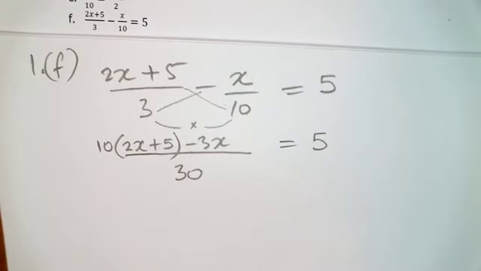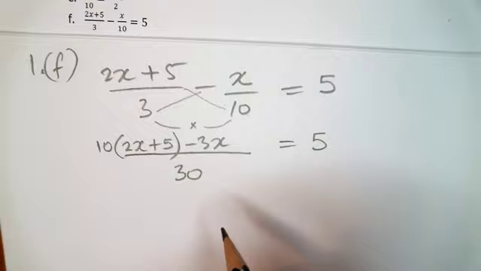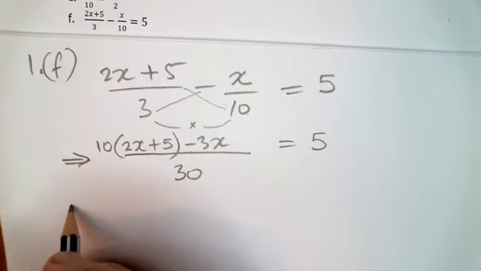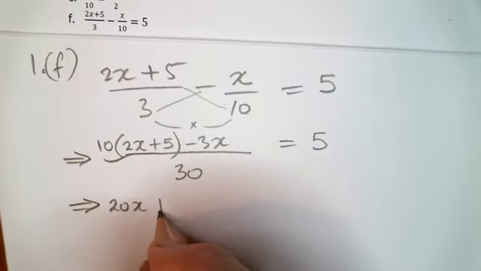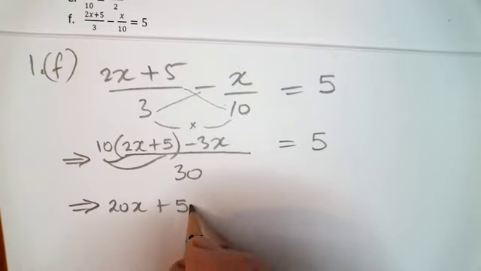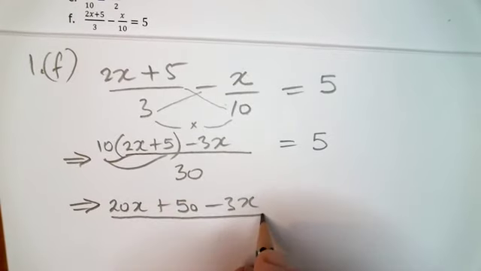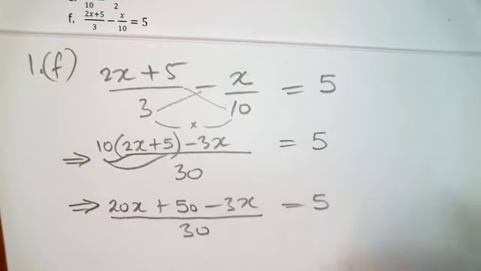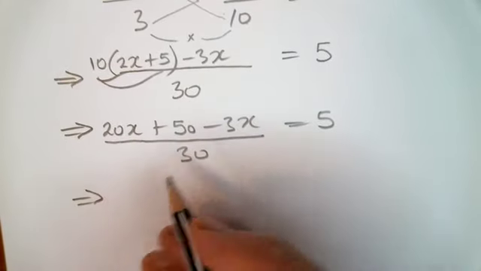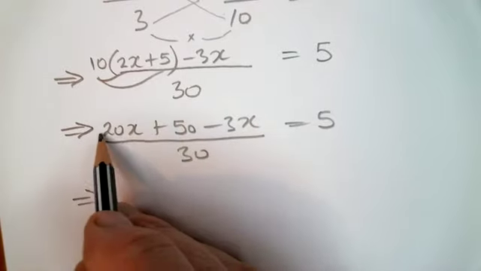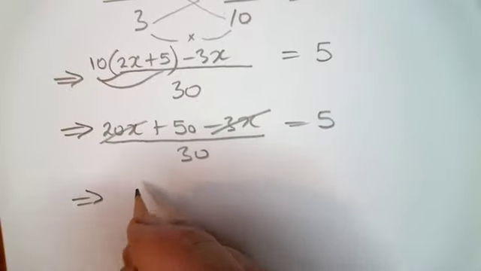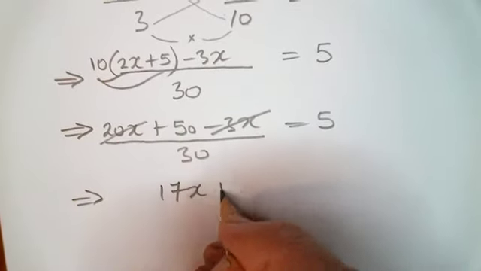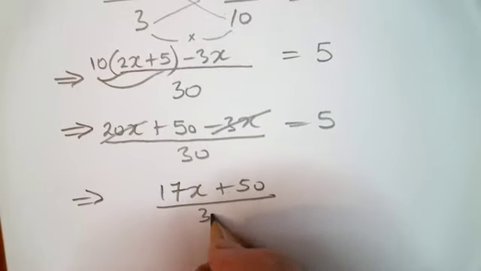Now, another way you could have done that, I'll do this first and I'll come back to the other ways. It's really exciting looking at these because there's so many possibilities. So I'm going to expand this out. Well, 10 times 2x is 20x plus 10 times 5 is 50 minus 3x all over 30 is equal to 5. All right, so let's look at what we got on the top line here. I've got a 20x, I'm taking away 3x. Well, 20x take away 3x is 17x. So 17x plus 50 over 30 is equal to 5.